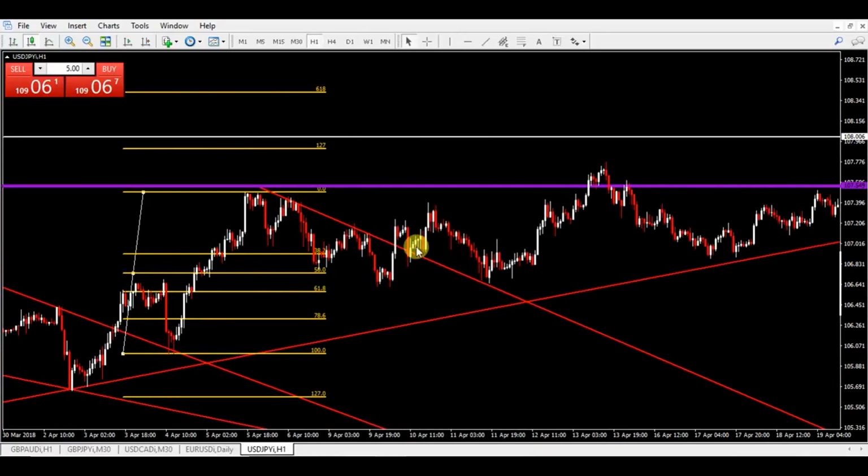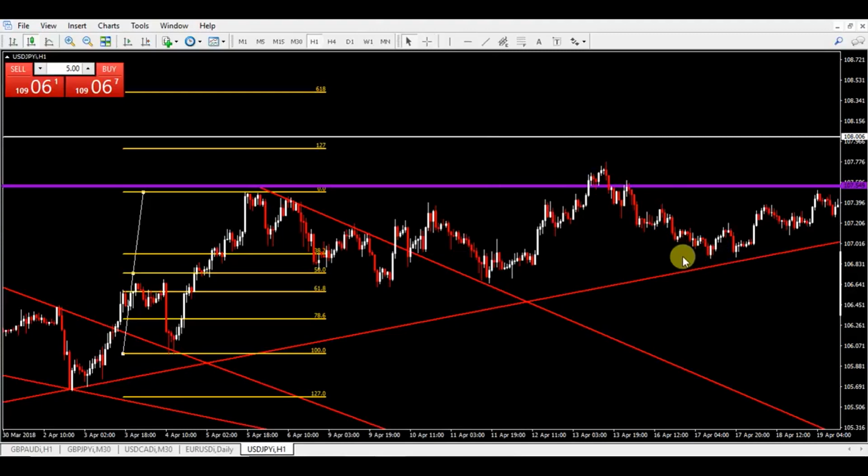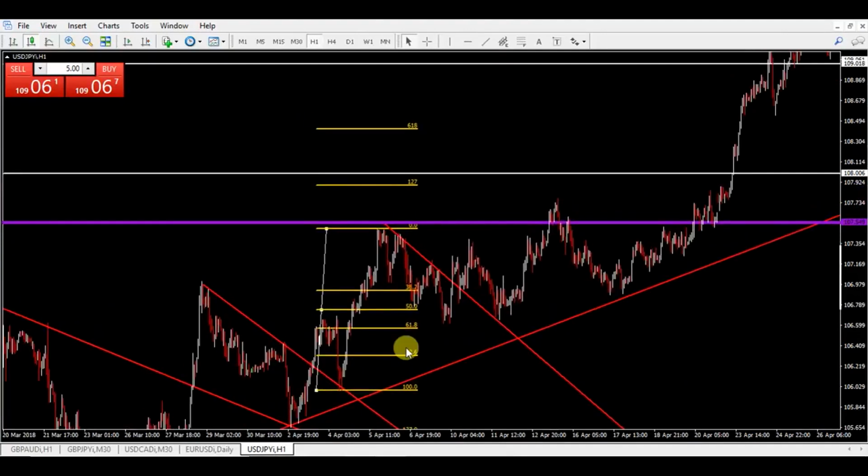So would have got in around here somewhere. Market would have went in our favor, would have been about 80 pips in profit. Market would have came back to round about where we entered at. Would have carried along, and then finally, boom, we got the 61.8 extension hit.